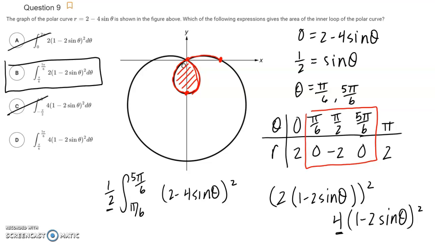From pi over 6 to 5 pi over 6, it creates the whole loop. So I don't have to double that, but you do have to do a little bit more manipulating to see where the answer comes from. Okay, so again, this would be 4 times 1/2, and then 1 minus 2 sine theta squared. So I know I always bring the coefficients to the front of the integral, but we talk about even more often making sure you're understanding equivalent answers.